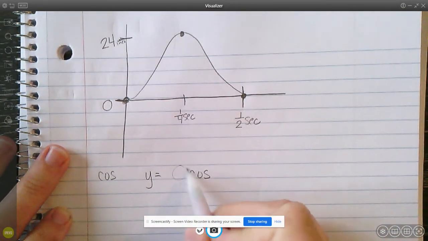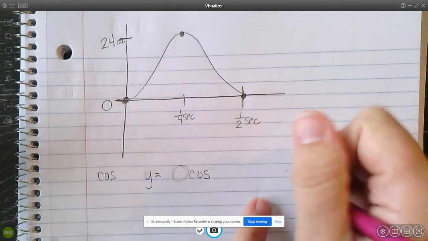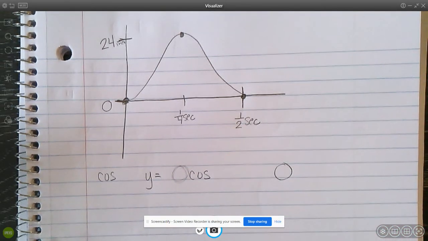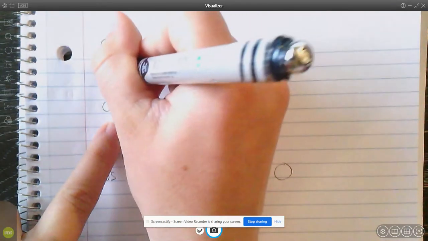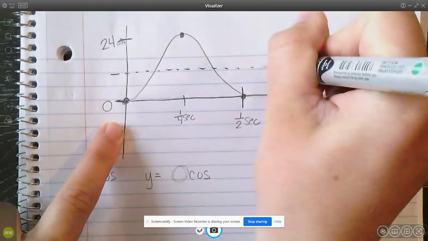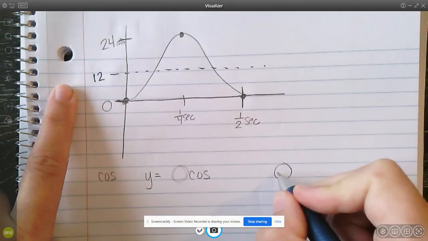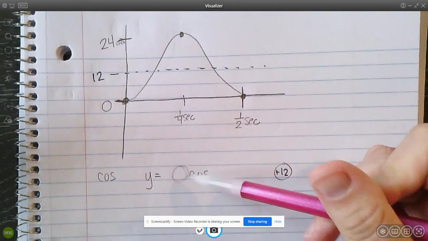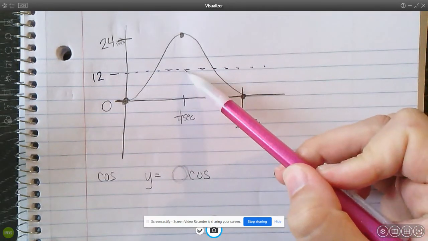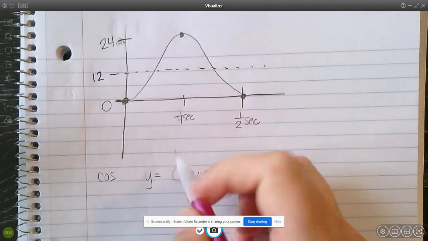So the first thing, our amplitude. Actually, before we do the amplitude, let's go over here and do our y displacement. Remember, your y displacement is going to be at your midline. So if this is at 0 and this is at 24, your midline's at 12. That means we went up 12. And then our amplitude goes from the midline to the highest point and the midline to the lowest point, which is also 12.